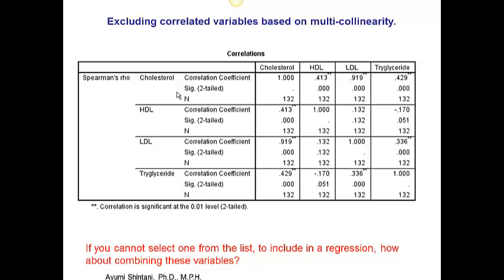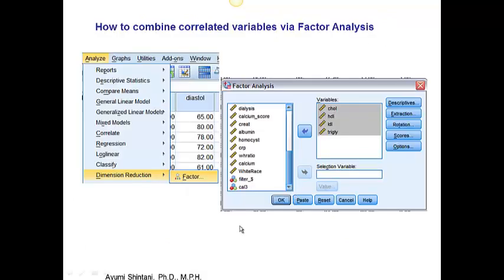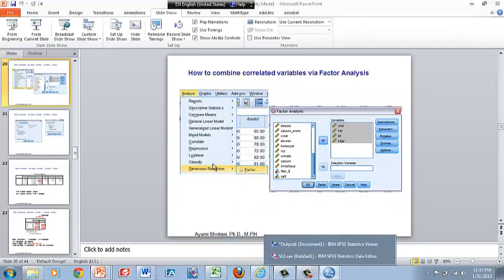But there are many situations. You might say, well, these four are correlated, but they measure slightly different things, so I want to include all four variables in the model. When that is the case, the solution is to combine these correlated variables. And that's when we use factor analysis. So let me show you how to conduct factor analysis to combine these four variables.